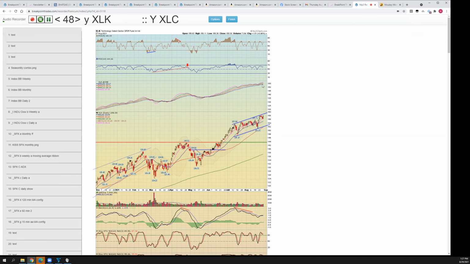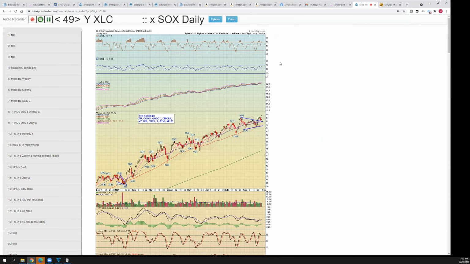Chart 48 XLK technology, very similar to triple Qs. It's following this parallel channel at the moment, still holding up. Next. Chart 49 XLC communications sector. Again, reason we showed is it contains a lot of these FANG stocks like Facebook, Apple, Google, or not Apple, but Google, Facebook, Netflix, stuff like that.